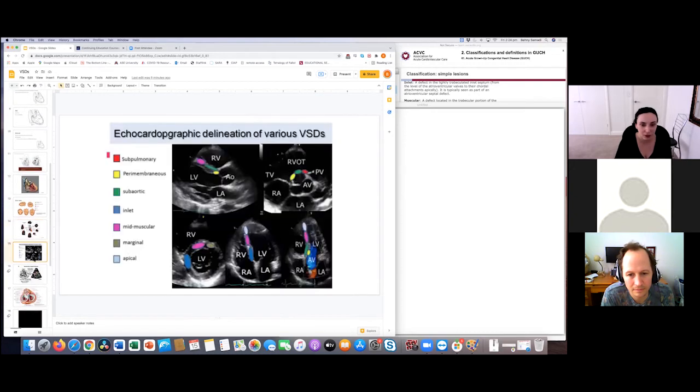So here's another one. I think it's pretty nice to follow, but the problem is the terminology. Subpulmonary and subaortic are the same thing. Perimembranous is perimembranous. Inlet is inlet, but mid-muscular, marginal, and apical are all the same thing. They're all your trabecular muscular defects. That's why I put this one up in case that's helpful for anyone, but it annoys me that they didn't simplify it.